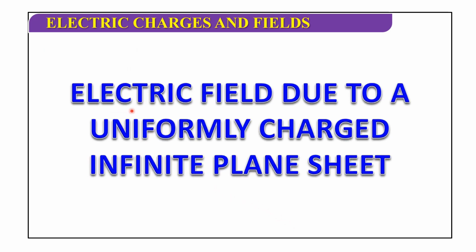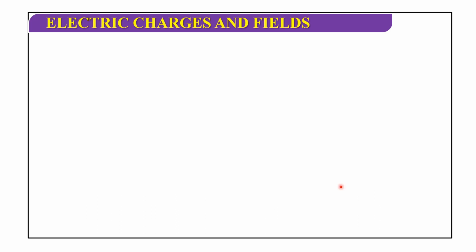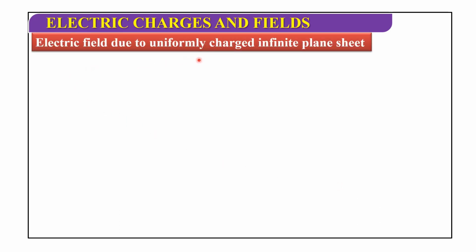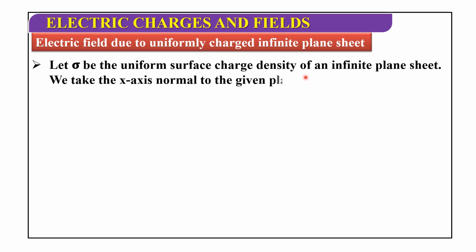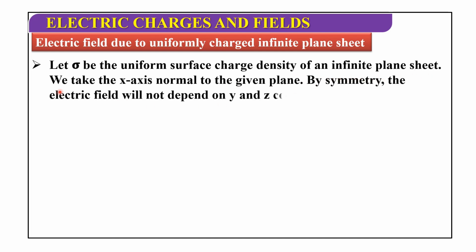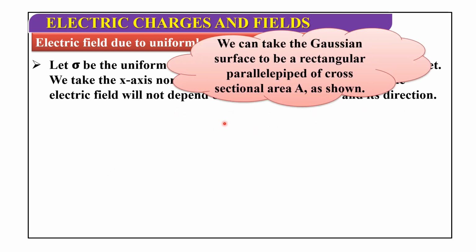Now we will discuss the electric field due to a uniformly charged infinite plane sheet. Let sigma be the uniform surface charge density of an infinite plane sheet. We take the x-axis normal to the given plane. By symmetry, the electric field will not depend on y and z coordinates, and its direction is along x. So we can take the Gaussian surface to be a rectangular parallelepiped of cross-sectional area A as shown.